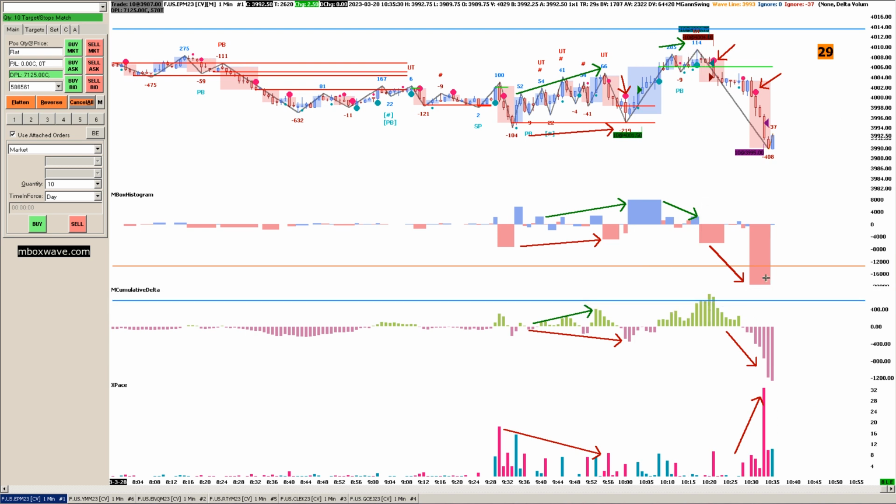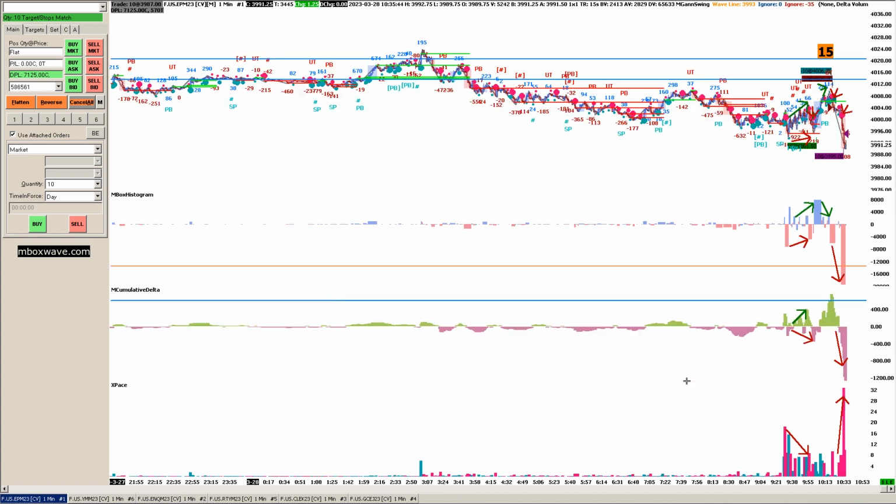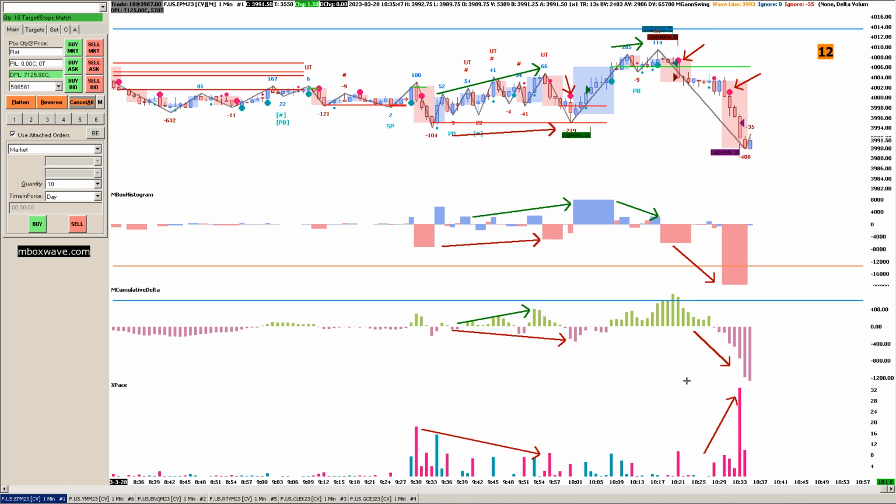So what does it mean? It looks like two different stories, right? We got more selling in the MBox histogram than the previous day, and more buying in the cumulative delta than the previous day in here in the cumulative delta. X-Base didn't reach those levels. So what does it mean?